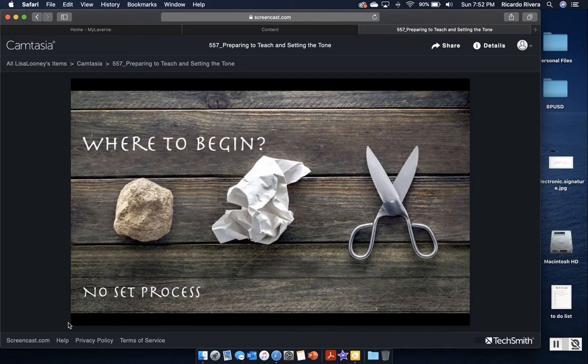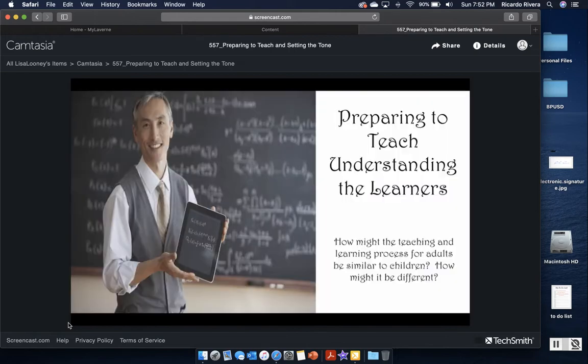Some students prefer to start writing goals. Others prefer being structured. Others prefer different ways to be able to start. So there's really no one set way to start. That will evolve as you become more comfortable with your teaching practices.